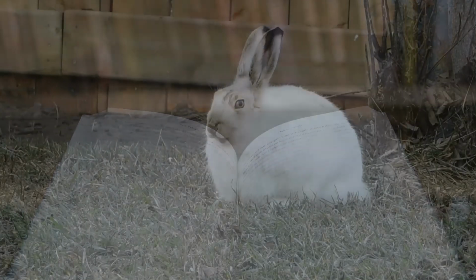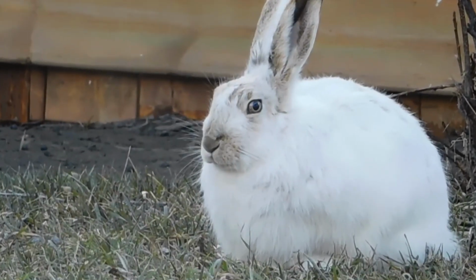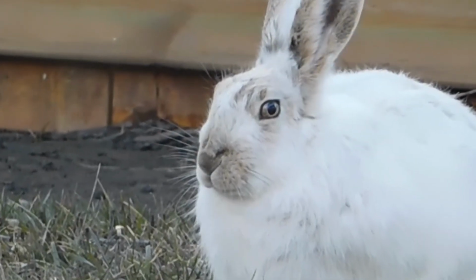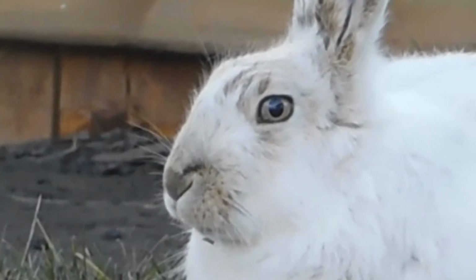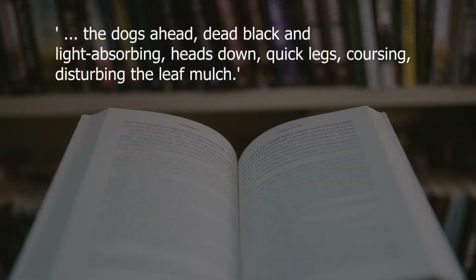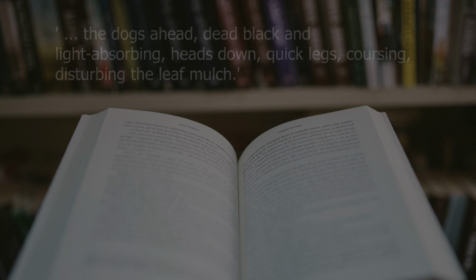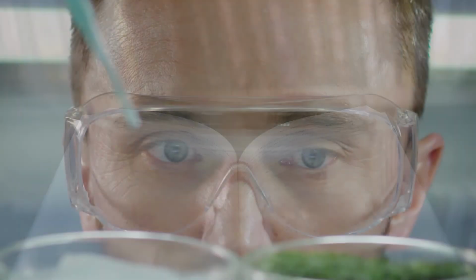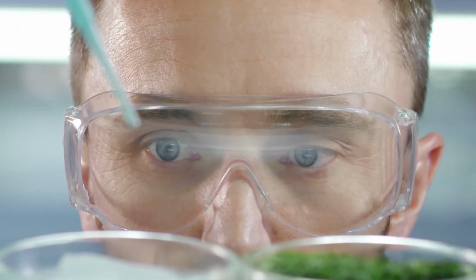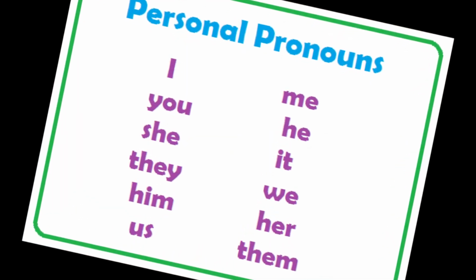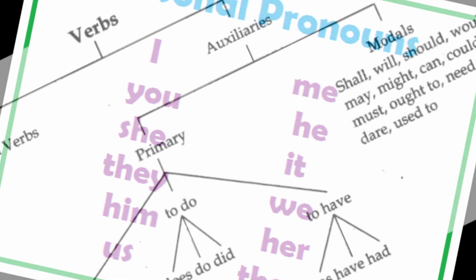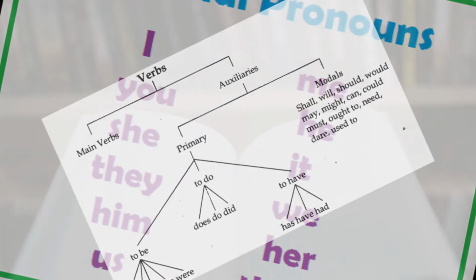There's no overt sympathy for the hare in this description. In fact, the hare is almost in charge of the chase. Temple's sentences are often sequences of brief observations, as here. The dogs ahead, dead black and light-absorbing, heads down, quick legs, coursing, disturbing the leaf mulch. It's as though Cashin is registering what's in front of him, and Temple is simply recording the observations as they accrue. The frequent lack of connecting pronouns or even verbs emphasises this sense of images flickering before him.